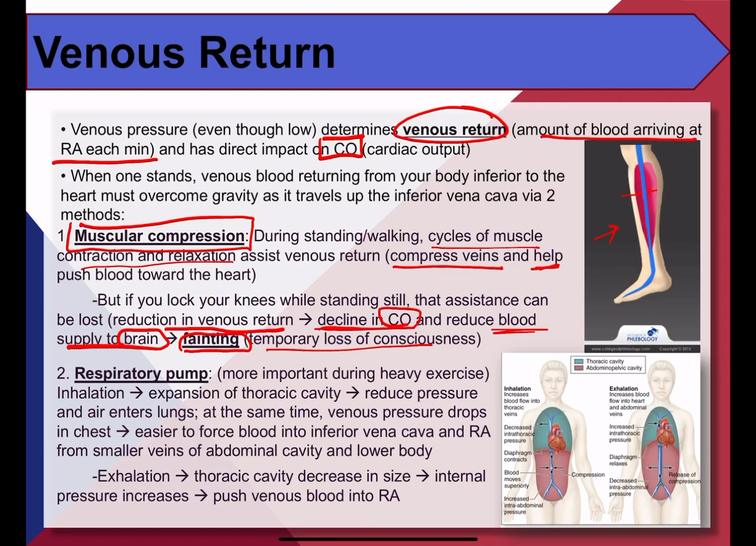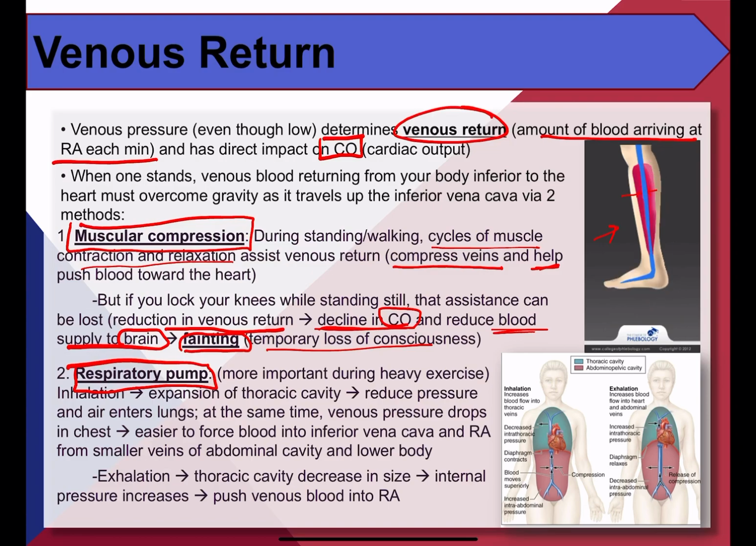The second natural method in the body that assists with venous return is called the respiratory pump. This has a bigger impact during strenuous or heavy exercise. It's a concept we will talk about anyway when we get to chapter 23 on the respiratory system, which is another long and tough chapter. So it's good that we're getting a glimpse of it now, because when you get there, there will be more values and formulas on all that stuff.